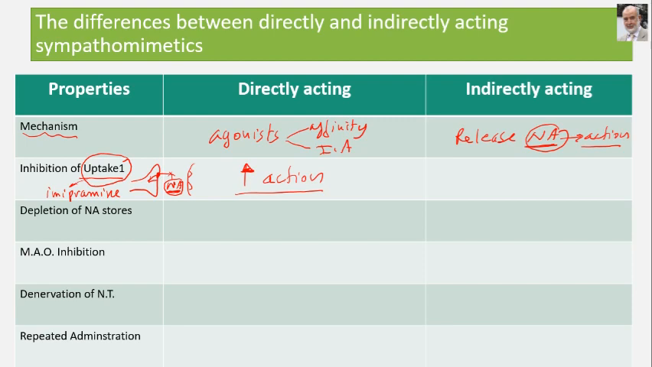Indirectly acting drugs, in this case, cannot enter the nerve terminal because, as we have said, they enter the nerve terminal through the uptake 1 mechanism. So if we inhibit the uptake, they cannot enter the nerve terminal. If they cannot enter the nerve terminal, they cannot displace noradrenaline from the storage sites. Therefore, they produce no action. Their action will disappear.